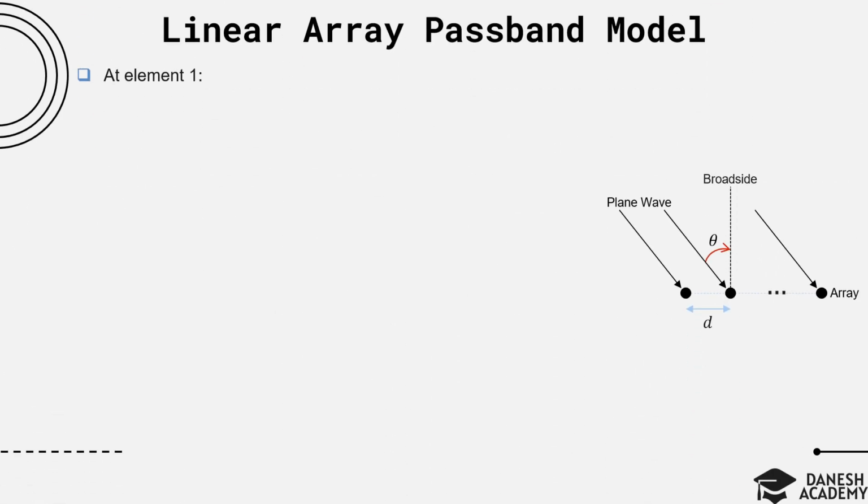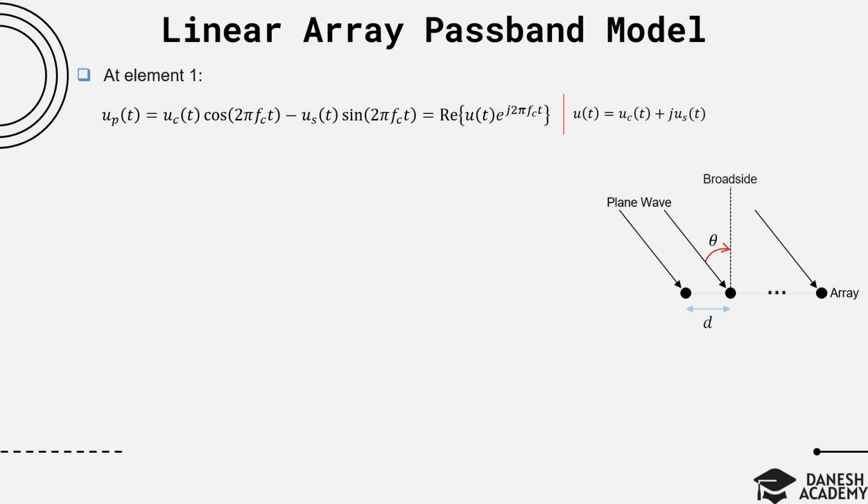Now let's look at the passband signal model. At the first antenna element of the array, the time domain passband signal is shown by up of t, which has a cosine term minus a sine term. It can also be written as real part of u of t times e to the j 2 pi fc t, where fc is the carrier frequency, and u of t here is the baseband complex envelope of the received signal.